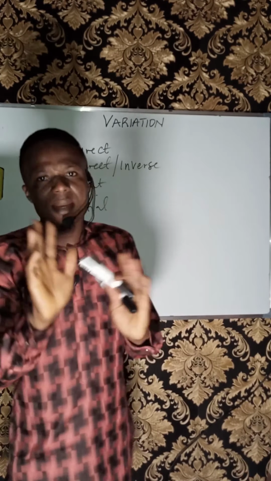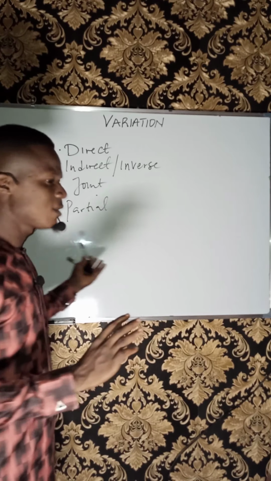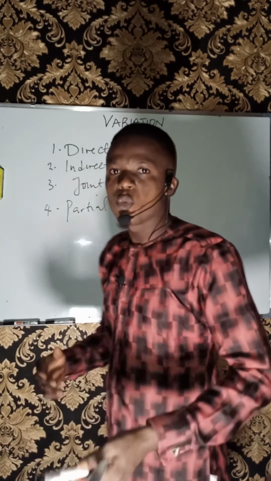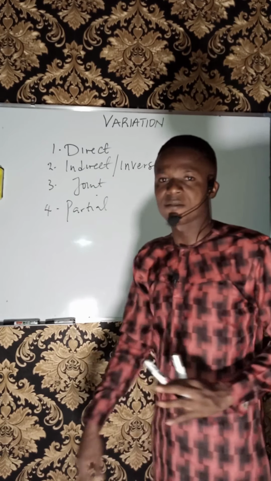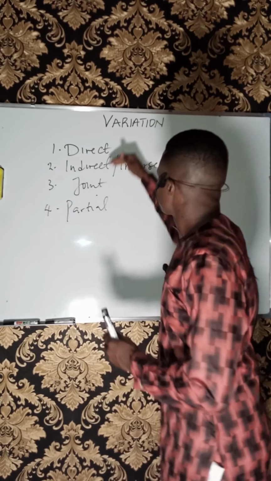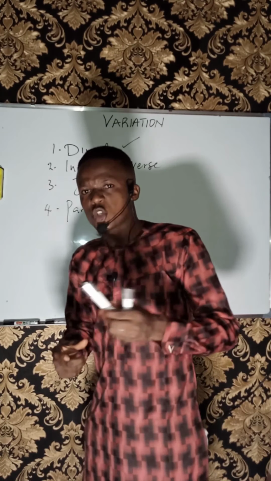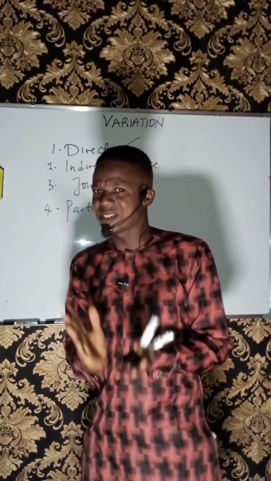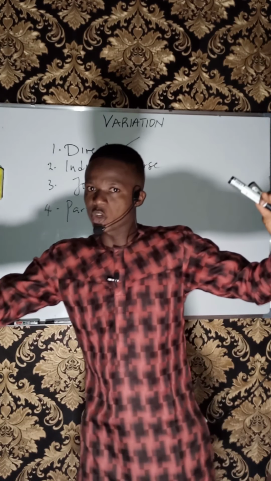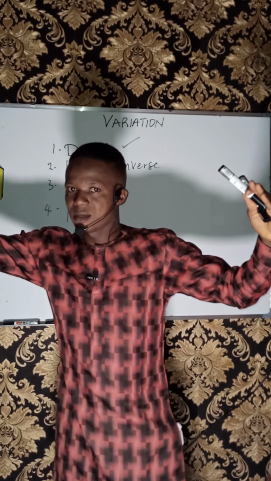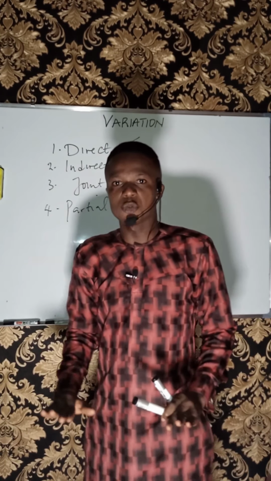I'm going to tell you their meaning one after the other and give you a clear explanation of all of them, so that subsequently we can start solving questions that involve these kinds of variation. All right, now in the direct variation, you can say that the relationship between two or more quantities is direct if an increase in one quantity will cause the other quantity to increase, or a decrease in one quantity will also cause the other quantity to decrease.